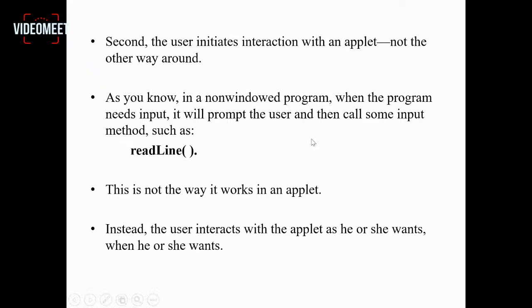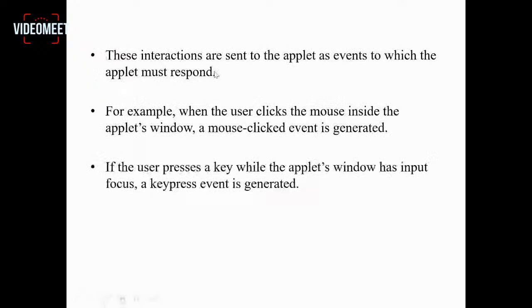In case of console-based programs, the program will be initiating the interaction. But in case of an applet, the user will be initiating the interaction. So these interactions are sent to the applet as events to which the applet will respond. So interaction is done in the form of an event. Event means instead of giving a command from the command prompt in a console-based application, we'll perform an action. Action means clicking on it, dragging it or selecting something. So that is an event. And whenever you perform that event, the applet will respond with some different output on the screen.